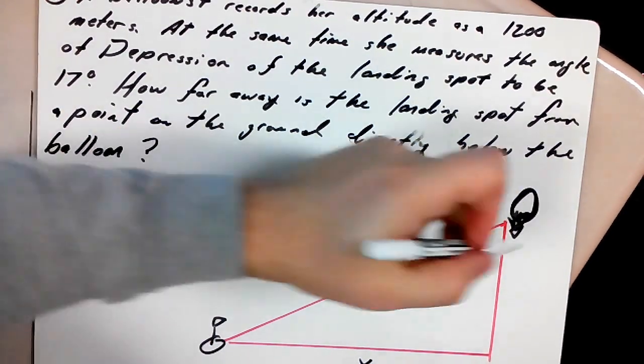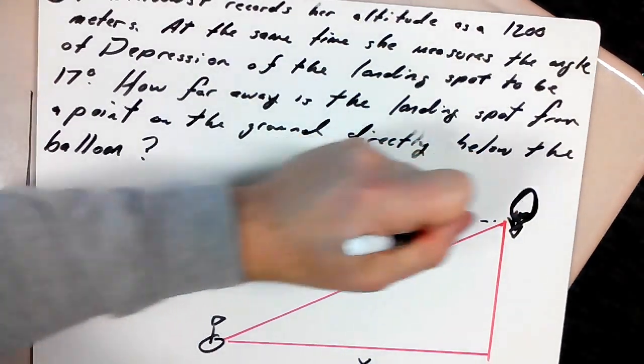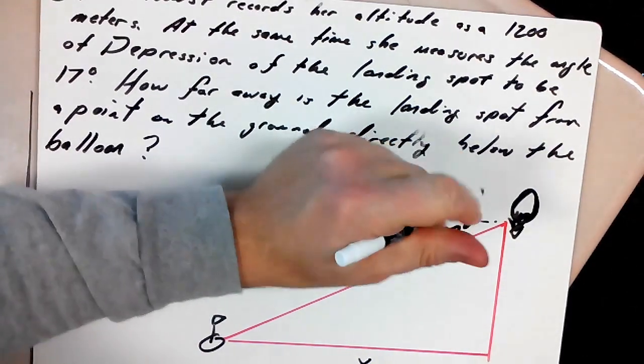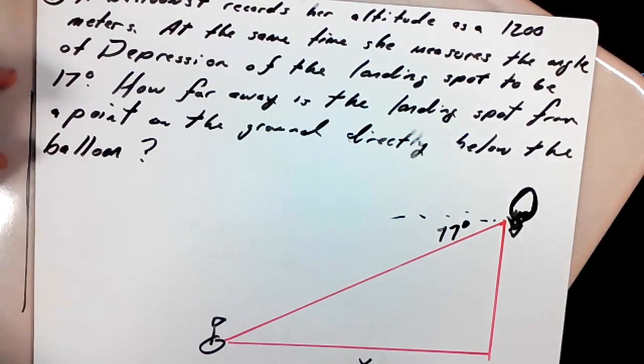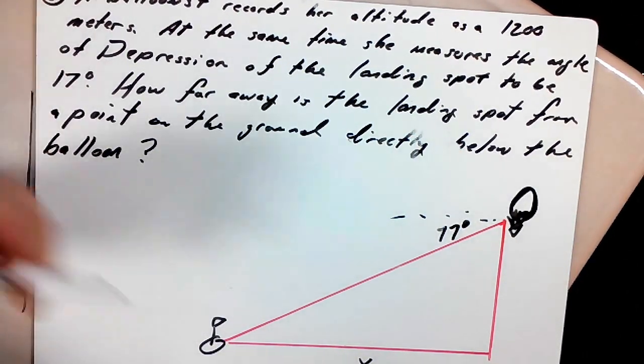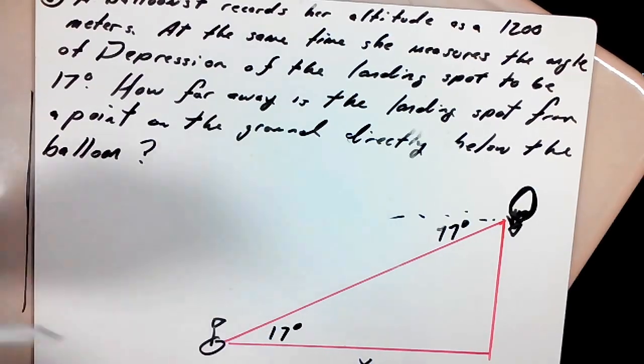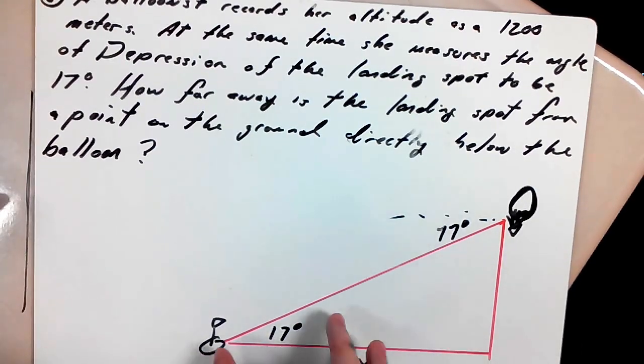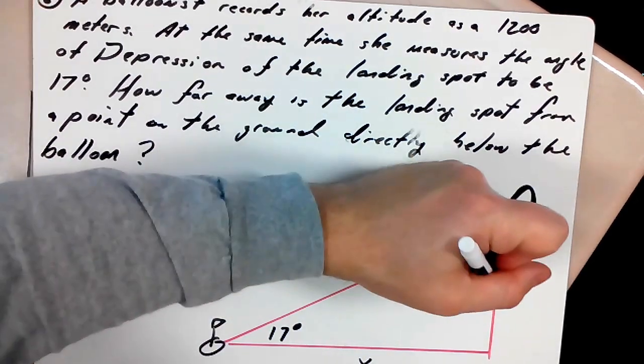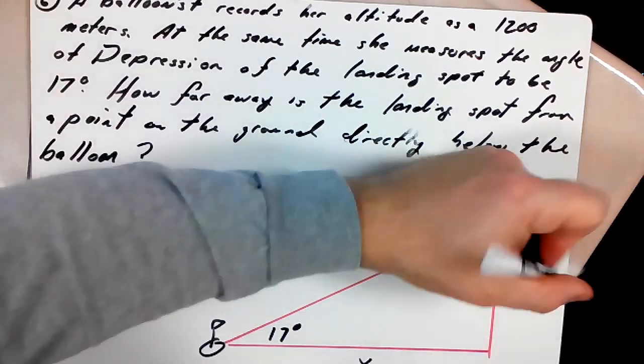Now, the angle of depression is here, 17 degrees, but the angle of elevation is the same thing. So that's what we're going to use. In other words, even if they give us the angle of depression or angle of elevation, we're always going to use this side here. Now I'm going to label our side.